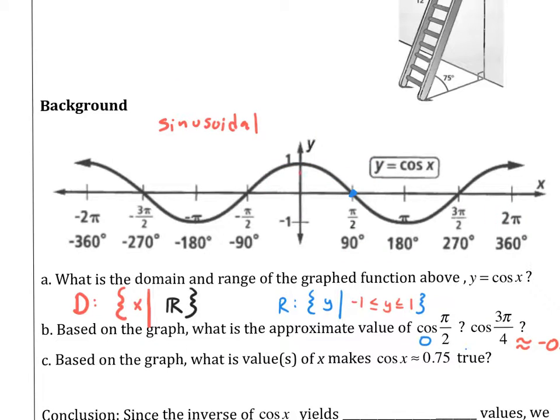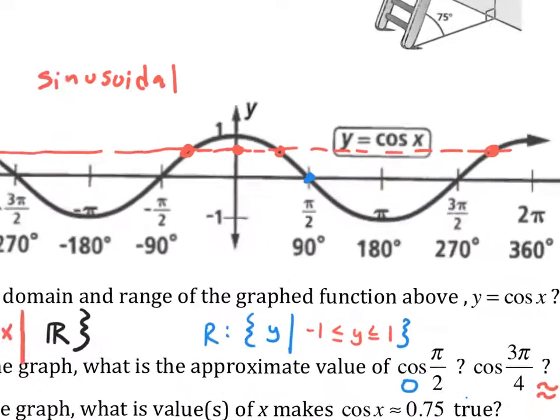So if 0.75 is approximately here, that means anything that crosses that horizontal line, including here and including here. So all these values, in fact, it goes on forever in both directions. And it's going to keep repeating over and over again.